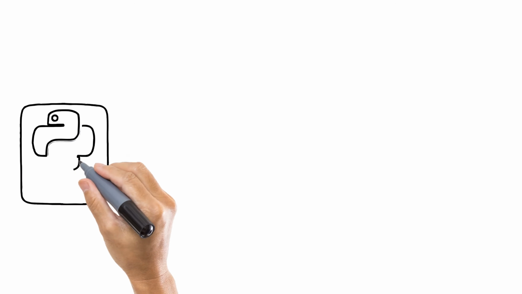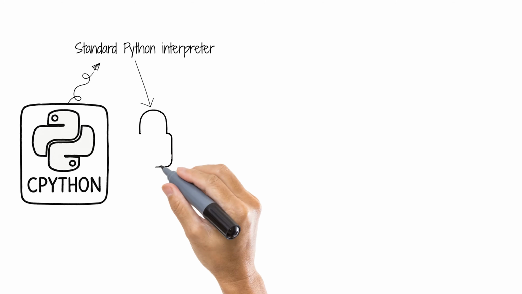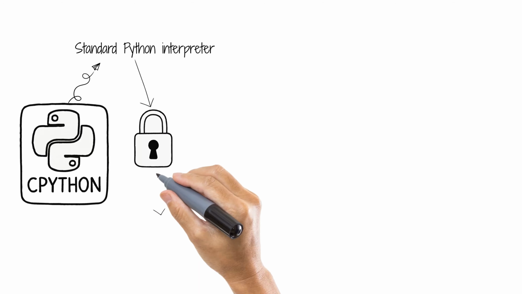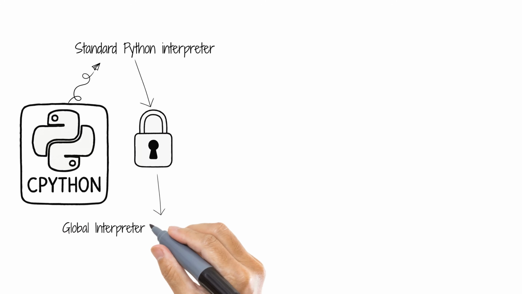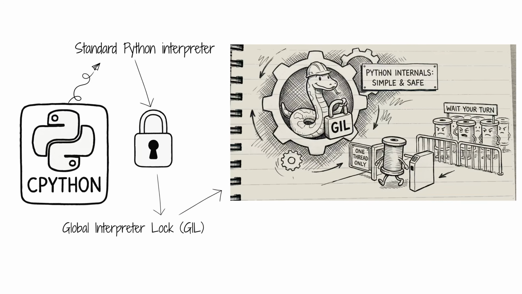CPython, the standard Python interpreter, has a lock called the Global Interpreter Lock, or GIL. It keeps Python's internals simple and safe. But it also means only one thread can execute Python bytecode at a time.